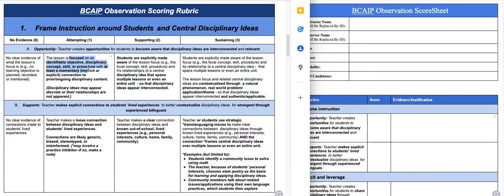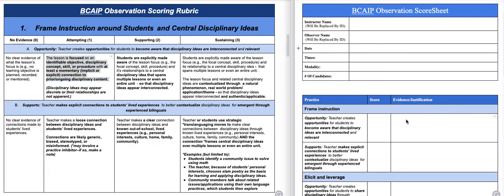So I would start looking for this immediately, right as the observation begins. I'd be looking around: is there anything written on the board? Is there anything written on any handouts that the teacher has given out, or on the slide? Is the teacher saying something that indicates what the topic is? And if that never comes, if you're never made aware of the disciplinary topic, then that's all you need to know. It's going to be no evidence, actually, just a no evidence for opportunity.